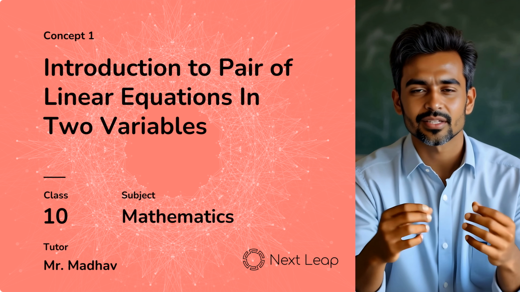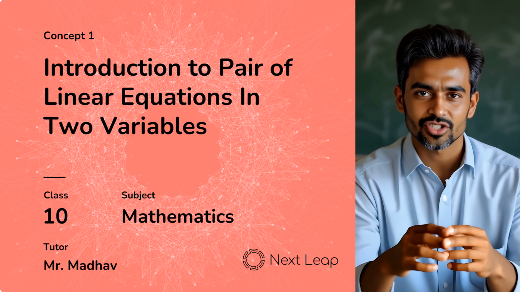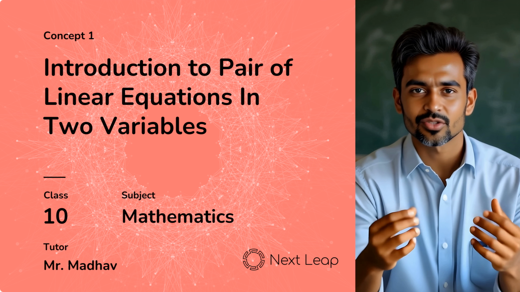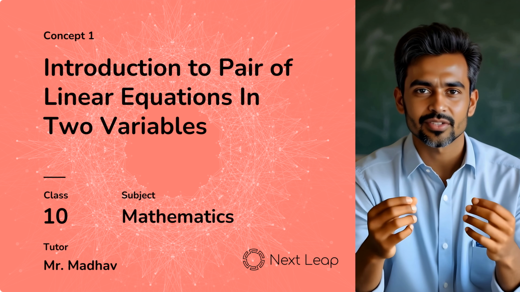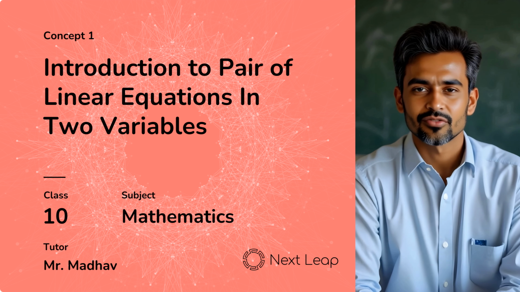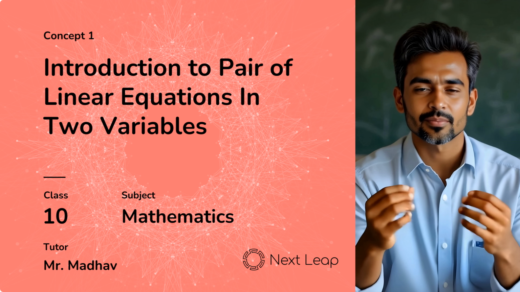For instance, the equation x plus y equals 5 is a simple linear equation in two variables where the highest power of both x and y is 1. The beauty of these equations lies in the fact that they show relationships between two different quantities, like the number of rides and games Akhila plays.